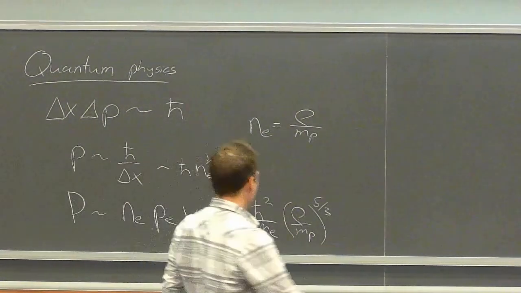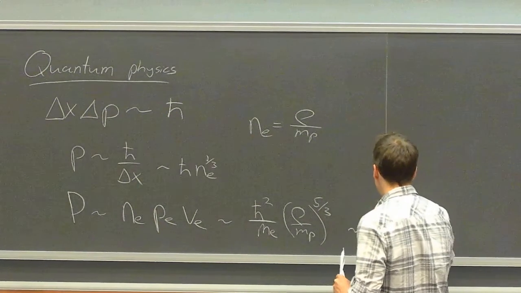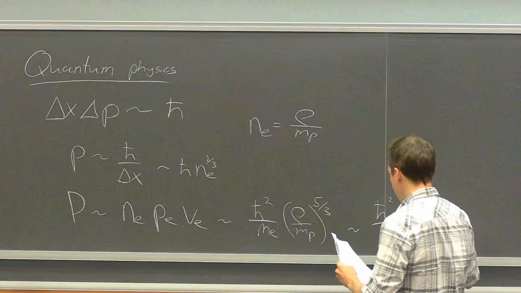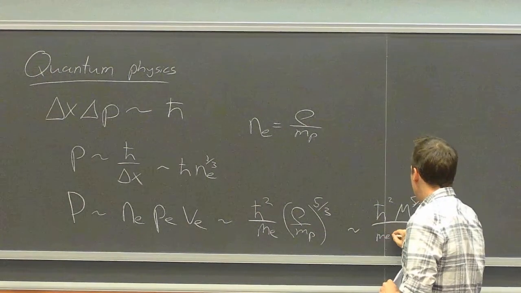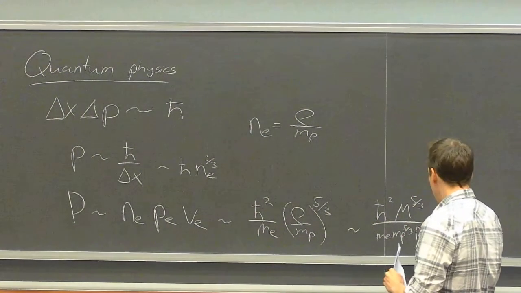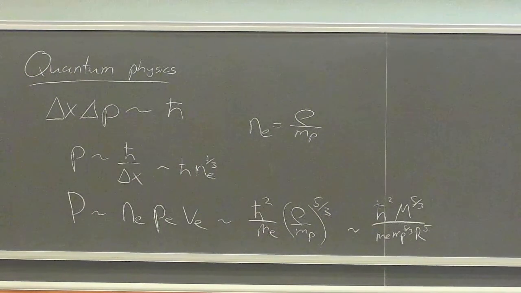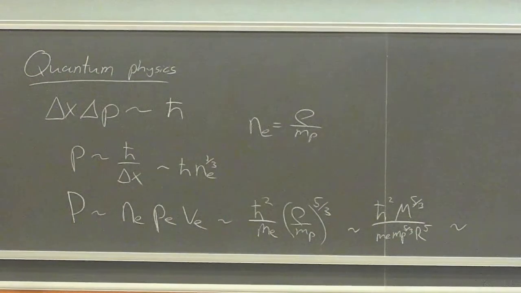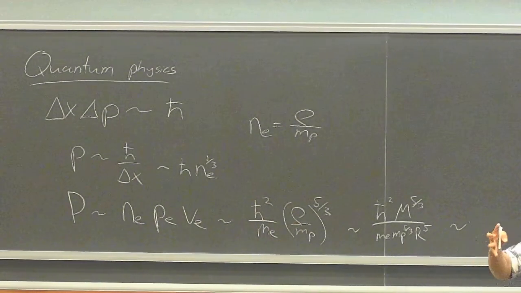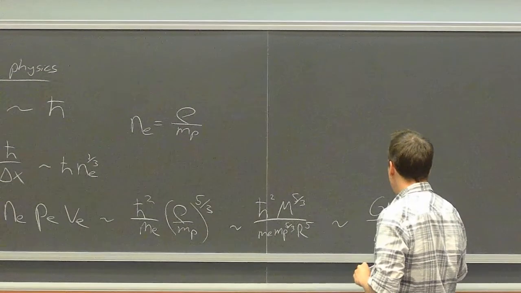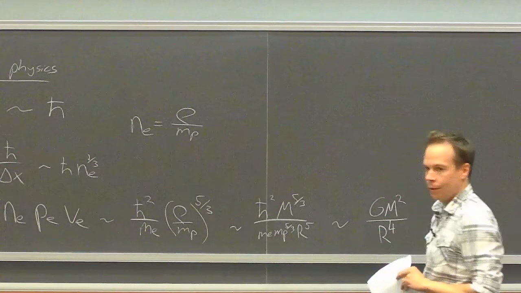Or if I want to write this in terms of the typical mass and radius of a white dwarf, it's h bar squared, mass to the 5/3, over electron mass, proton mass to the 5/3, radius to the 5th. Okay, so that's the typical pressure exerted by electrons inside of a white dwarf. Now we can equate that to the pressure that you need to hold up the star, and then that lets you calculate the hydrostatic balance. And so that pressure is basically G M squared divided by R to the 4th, to order of magnitude.